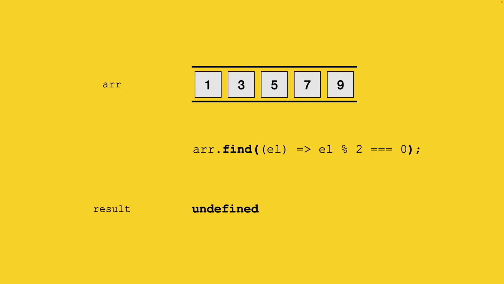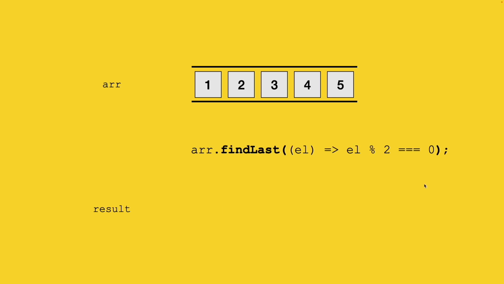In a similar case, we can also make use of findLast. The only difference is that the execution will start from the right side to the left side. Let's see. In this example, we are using findLast and passing the same predicate function, which helps us identify whether the current element is even or not. The execution will start from the right-hand side. So this is number 5, and the predicate function returns false.